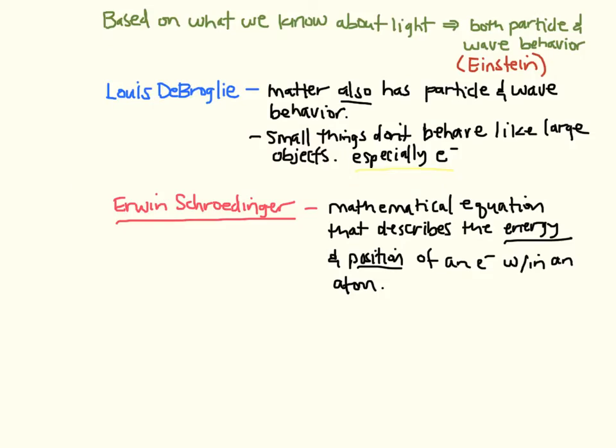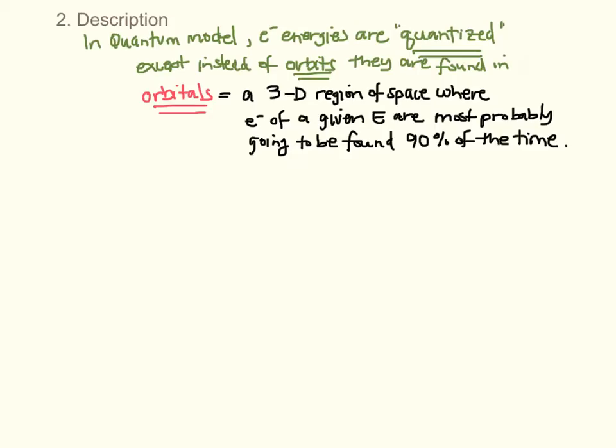And it was Erwin Schrödinger who actually developed a mathematical equation that is capable of describing the energy and the position of an electron within an atom. We should probably also mention at this point, not only Schrödinger, but Heisenberg. Heisenberg was also responsible for adding to this theory about electrons and their energy and position. And we'll talk about him a little bit later.